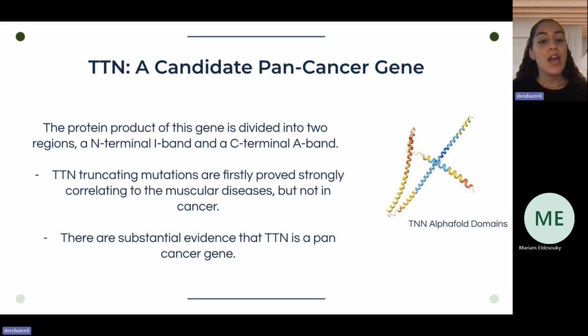But looking at our results that I was highlighting earlier on, there is substantial evidence that TTN is a pan-cancer gene, just because of how many times we were seeing it come up and how many different variants it was found in, as well as being at the top of the list for being found in 18 different cancer types.